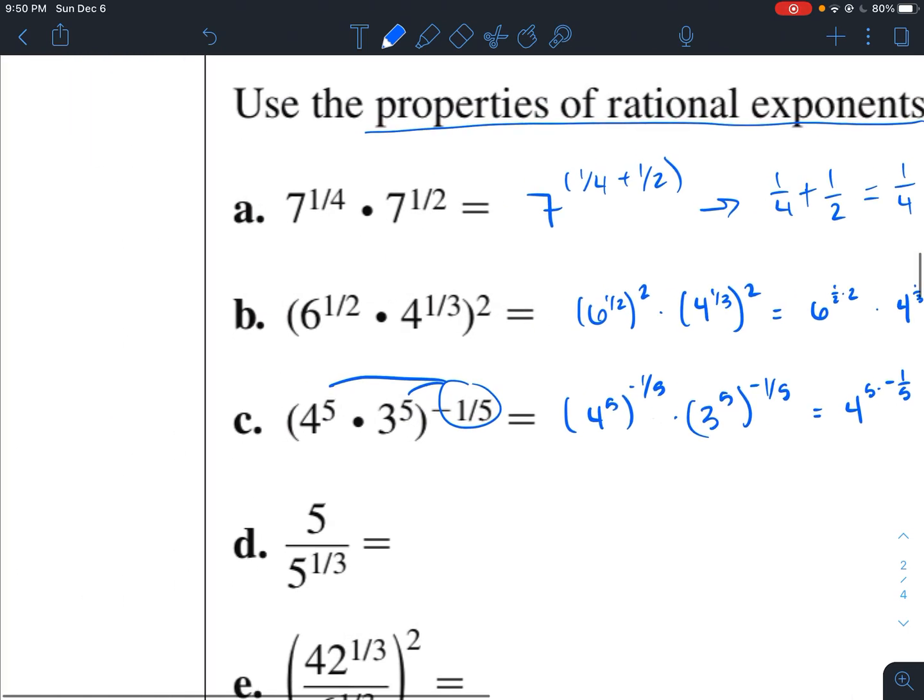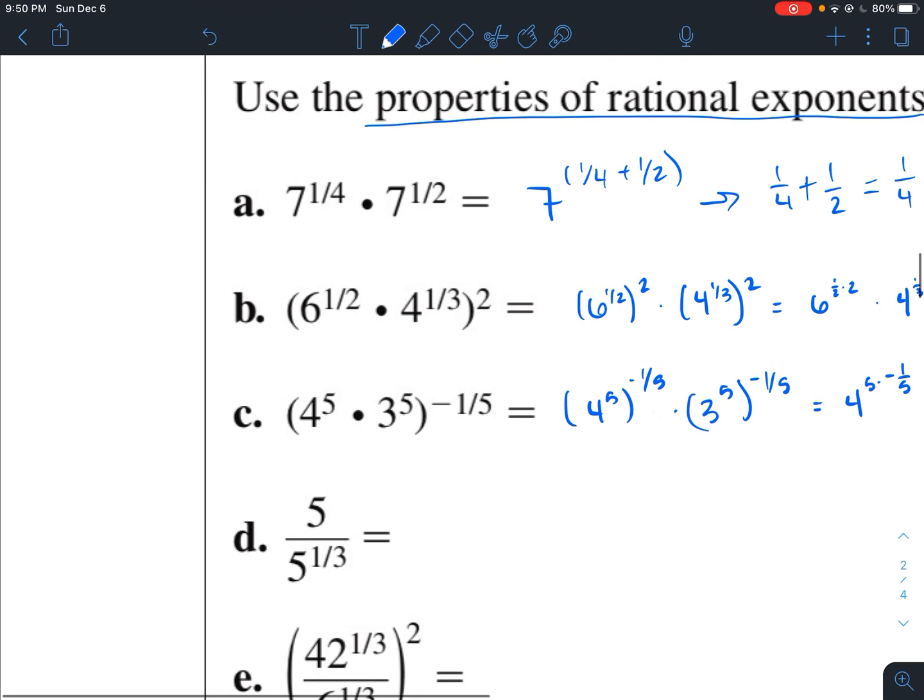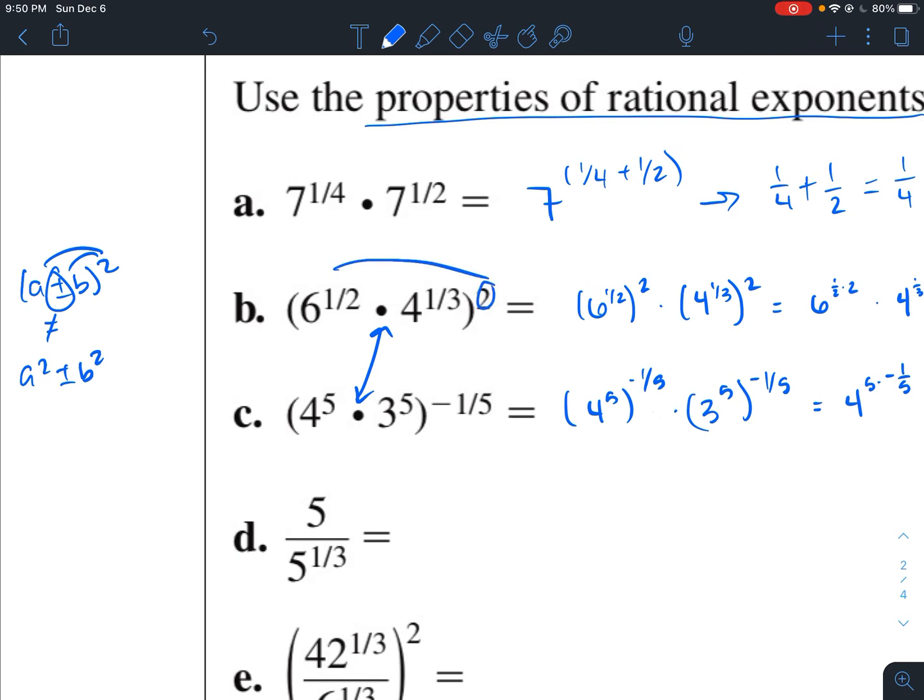Something that I want everyone to remember here is to never distribute exponents across anything but multiplication and division. So for instance, if you ever see a plus or minus b squared, this does not equal a squared plus or minus b squared. I can't distribute the exponent across to the a and the b because we're adding or subtracting here. Notice that we can in this case because the operation is multiplication. So never forget that. Don't distribute across addition or subtraction. It won't work.